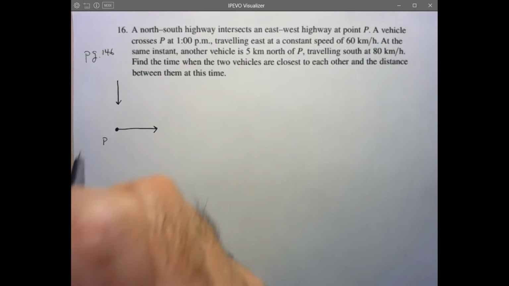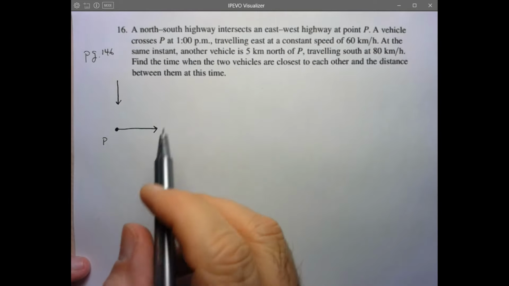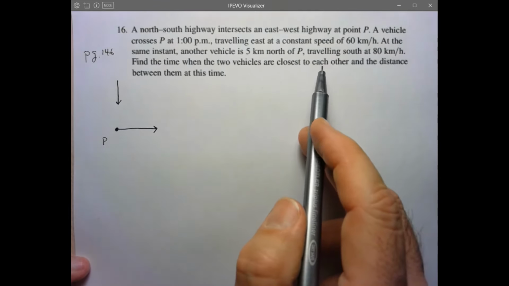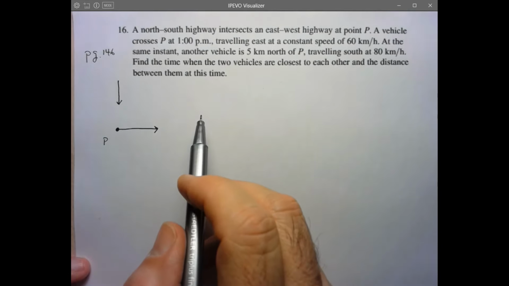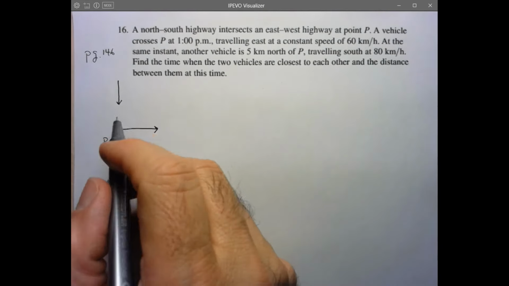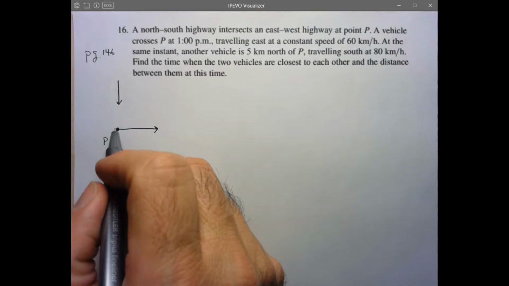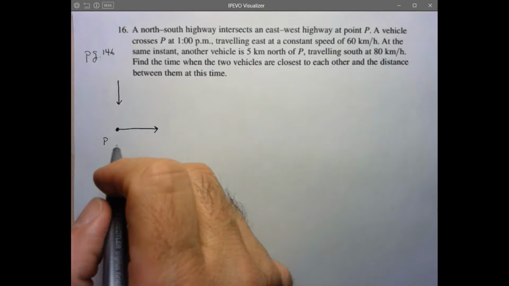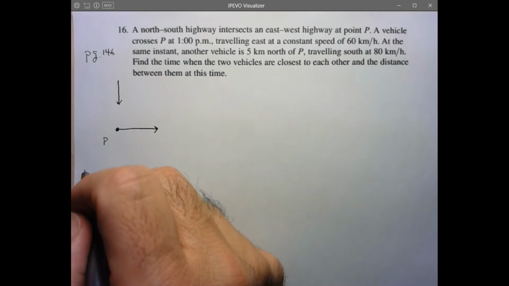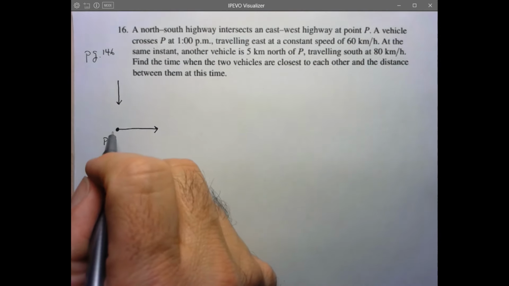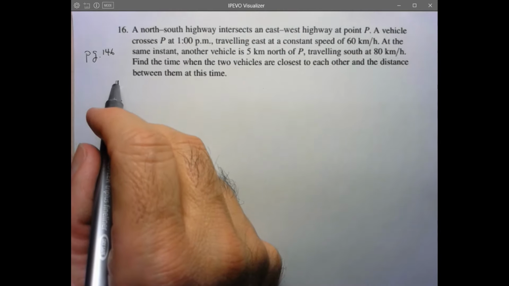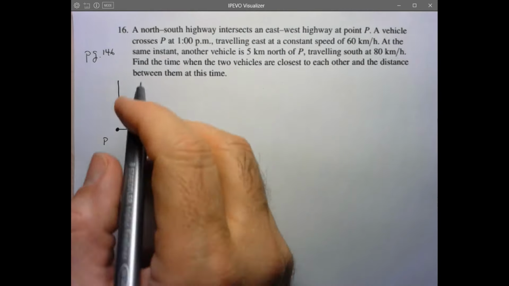towards P. Okay, and what we want to figure out is the time when the two vehicles are closest to each other and the distance between them at this time. Okay, so notice here I don't draw this car reaching P because I'm not sure when they're going to be at their closest. So I want to draw the most generic moment in time possible. So car A has moved a certain amount towards the east and car B has moved a certain amount towards point P from the north.